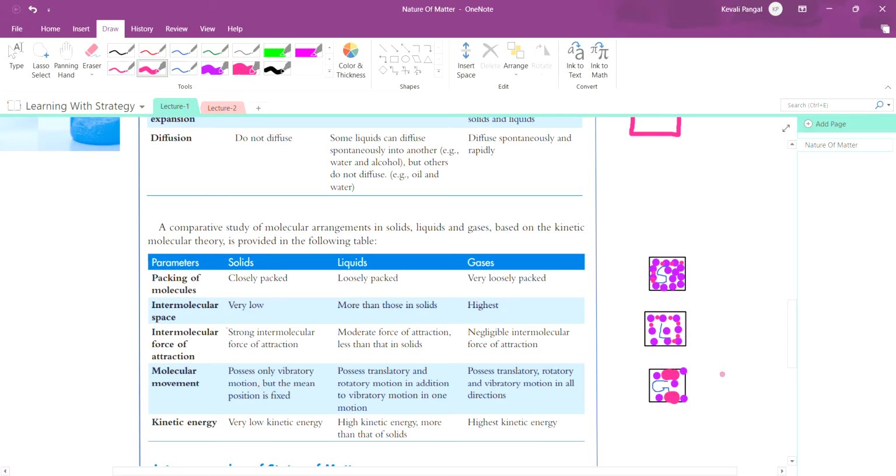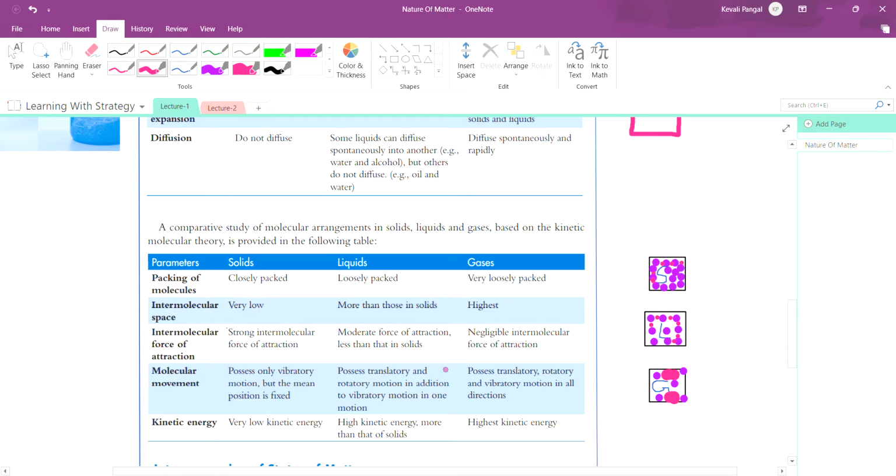Intermolecular force of attraction, as molecules are close they are having the most intermolecular force of attraction. In liquids, it's moderate force of attraction, less than in solids. And in gases, they are not having any intermolecular force of attraction. We can't count it, therefore it's negligible.